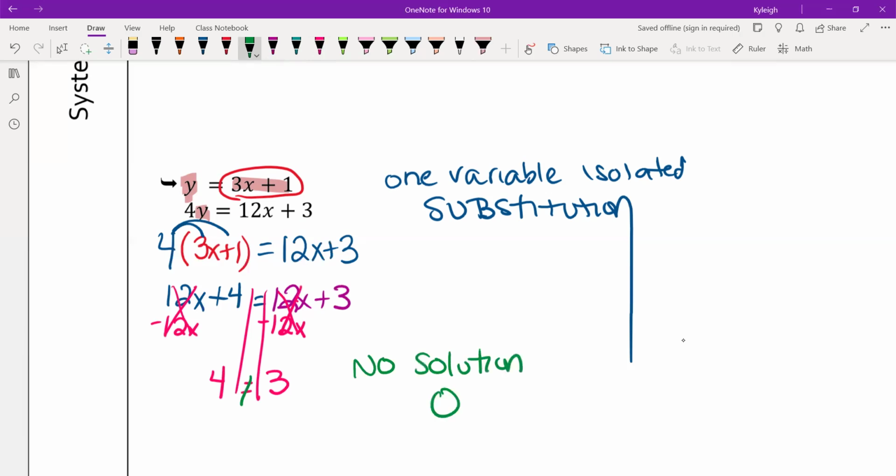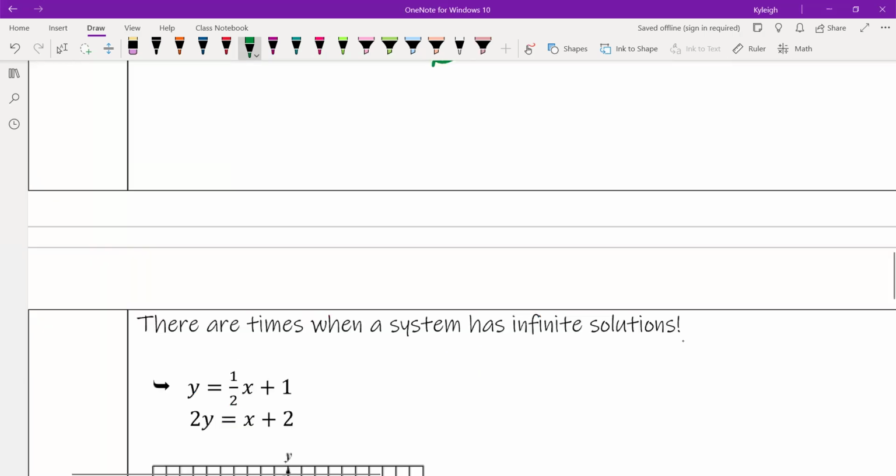Or a circle with a line through it. Okay? So that's when you get no solution. Let's talk about infinite solutions.